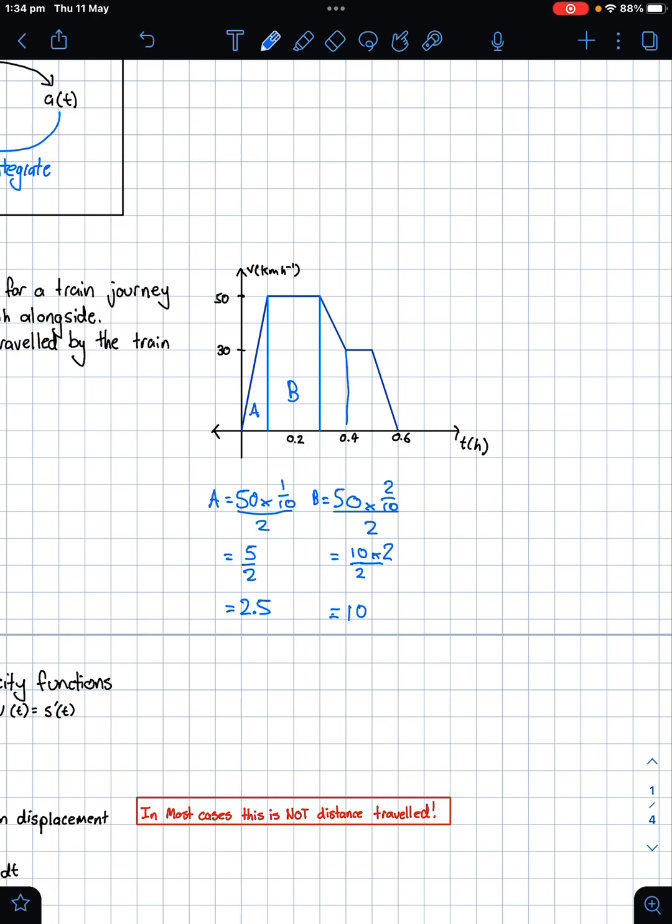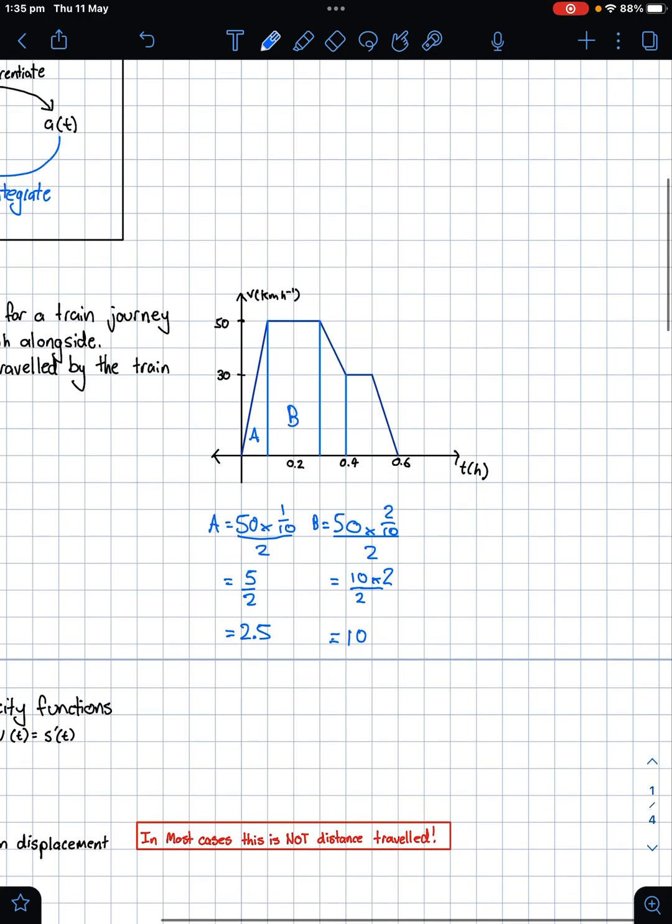This next section here is a trapezium, so a little bit harder to do, but we've got to add the two different sides. We'll call this one C. So C is going to equal 50 plus 30 over 2, times the height, which is 1 over 10. We get 80 over 2, which is 40, times a tenth, which is 4. So 40 times 1/10 equals 4.